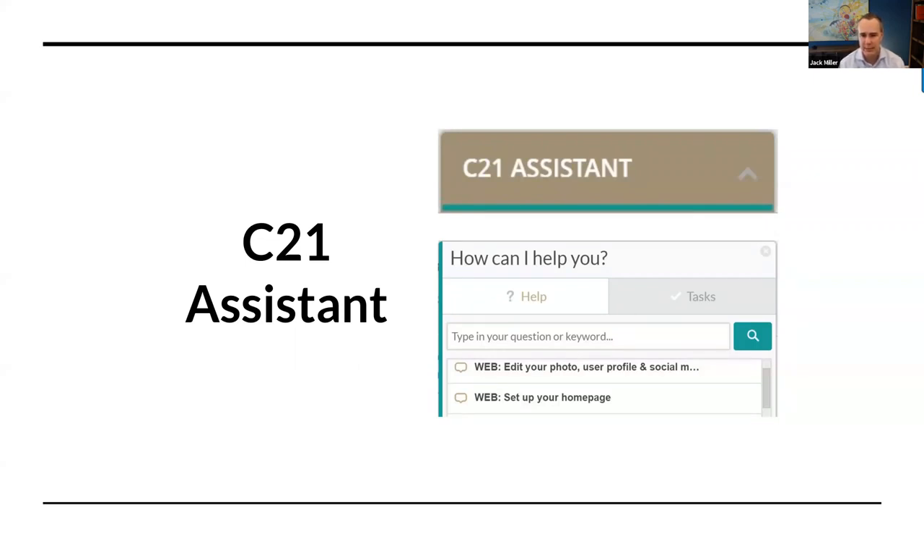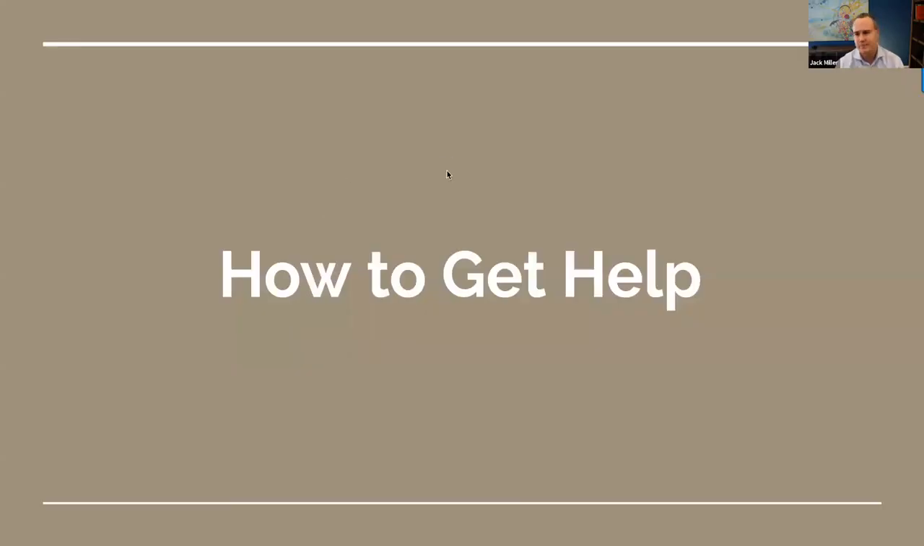You can type in the search box and find how to do things. If you're just not sure where to go, where to start, that's a great way to do it because it'll take you right to where you need to go based on you saying, hey, I want to edit my photo or I want to set up my homepage. If you search for that, it shows up in the assistant, takes you right there into the application so you can get it done. So that's just a reminder.